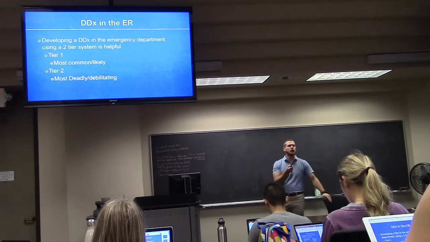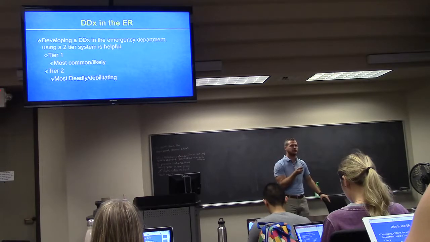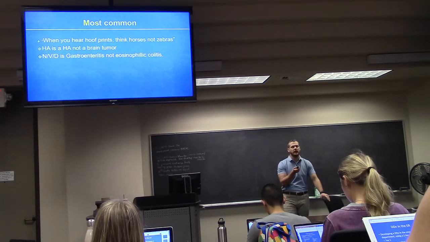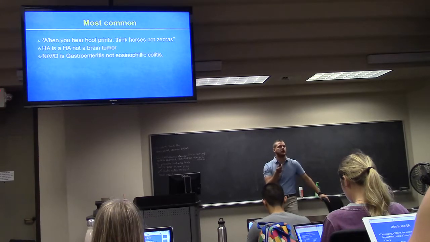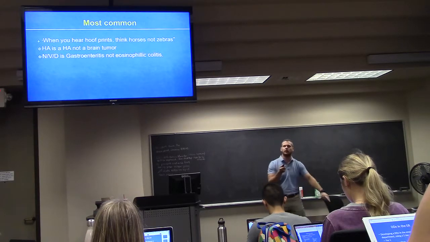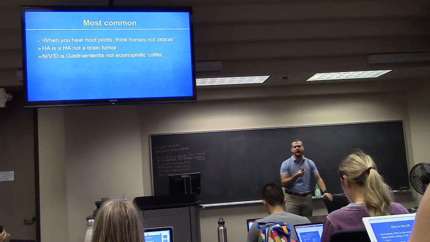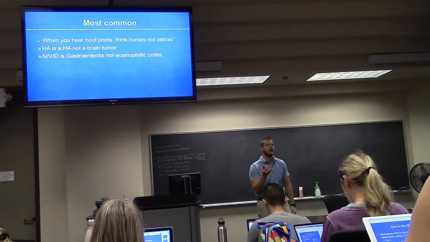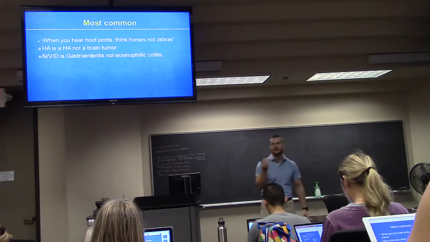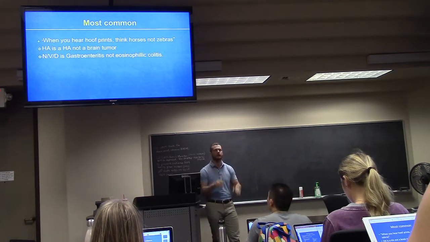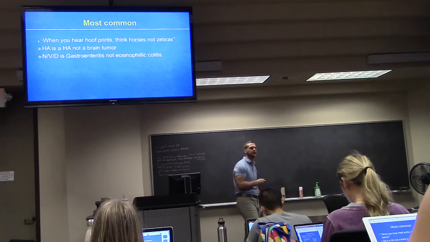And then, what is the most common diagnosis? What's going to be the most likely reason that they're coming in? You guys have heard that old adage, when you hear hoofprints, think horses, not zebras? You haven't heard that before? Yeah. So basically, think of what's most common. A headache is a headache, not a brain tumor. Nausea, vomiting, diarrhea is gastroenteritis and not eosinophilic colitis or some kind of carcinoid tumor syndrome or whatever crazy zebra you can get out of it.